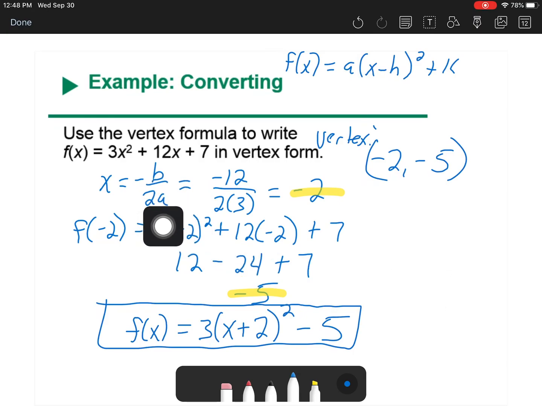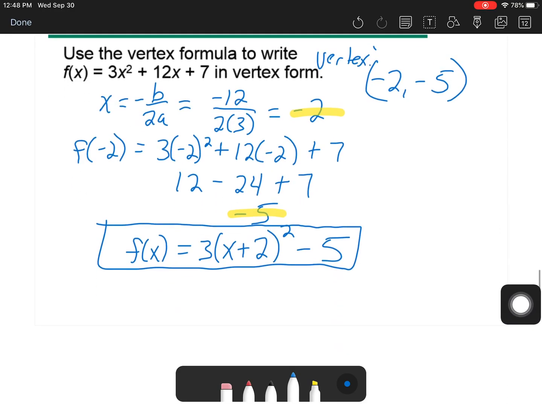So it's negative b over 2a. That gives you the x-coordinate. You plug that x-coordinate in here, you get the y-coordinate, h and k, and then you can get your a from the equation.